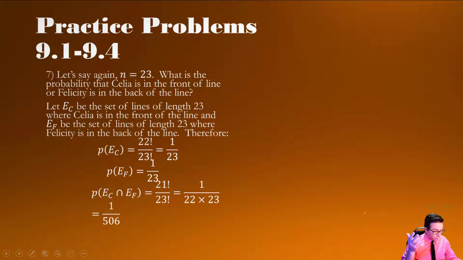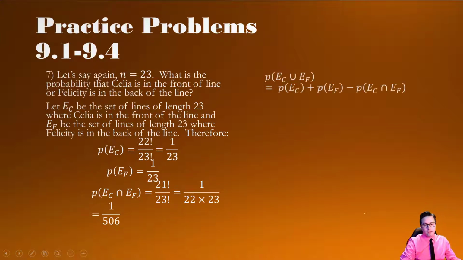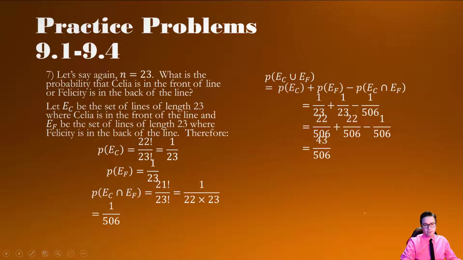And so now what we do is use the inclusion-exclusion principle to find out what this value is. So we plug in our values, and we find common denominators, and we work it down till we get 43 over 506. And that is our answer for number 7. 43 over 506 is the probability.